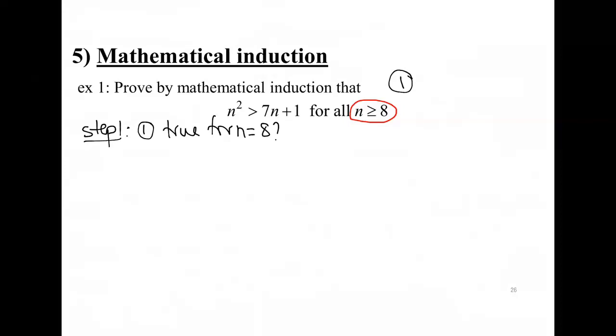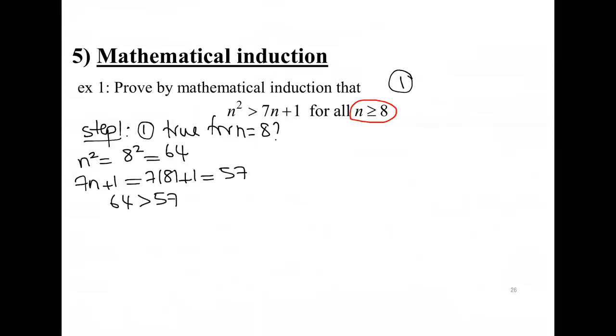So I start with each side of the inequality apart. For n equal to 8, n squared is 8 squared, which is 64. And the other side, 7n plus 1, for n equal to 8 is 7 into 8 plus 1, which is equal to 57. You notice that 64 is greater than 57, then 1 is true for n equal to 8.